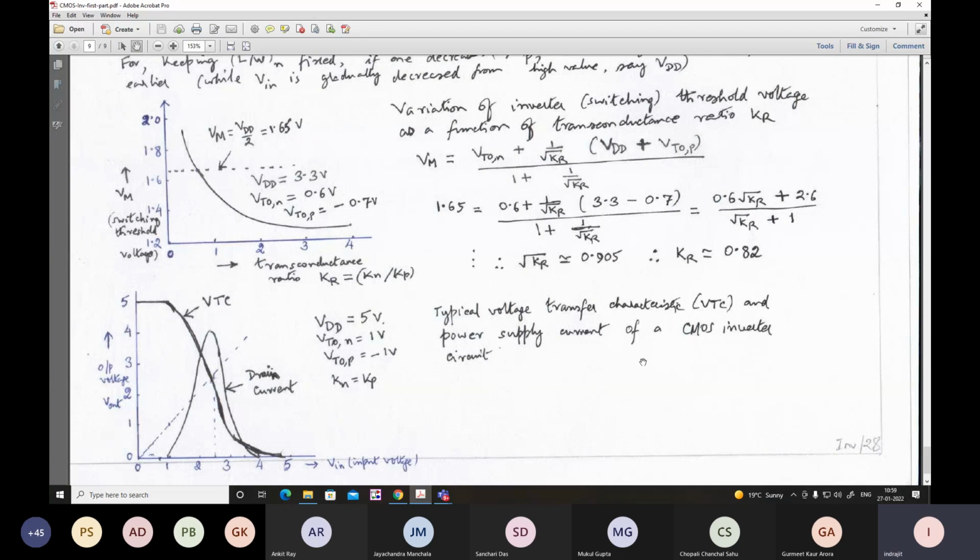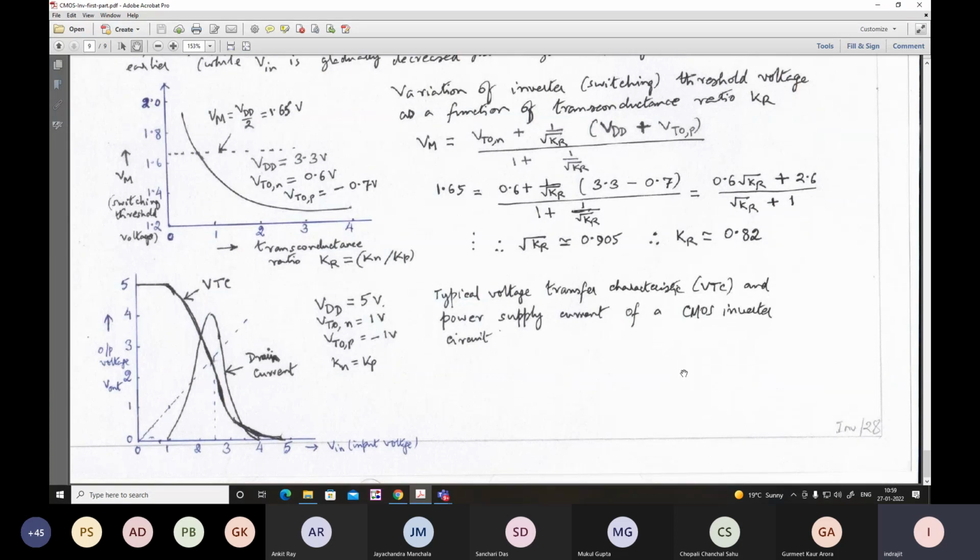So here, for VM equal to 1.65, and the given technology threshold voltages of the NMOS and PMOS transistors and the power supply voltage, the required KR is equal to 0.82. So you can take the proper value of the W by L of PMOS and W by L of NMOS. So any question, dear friends?